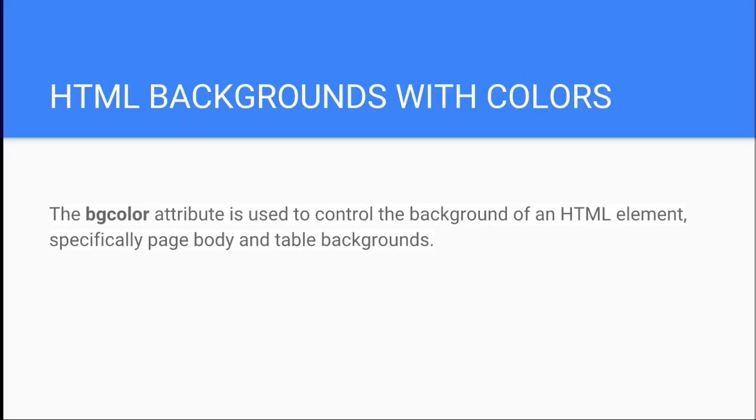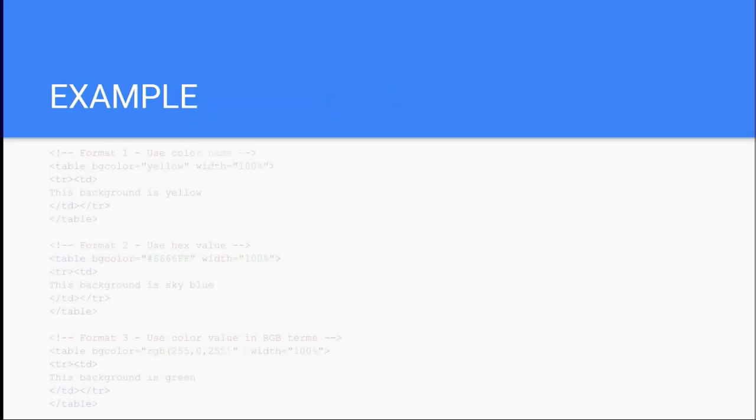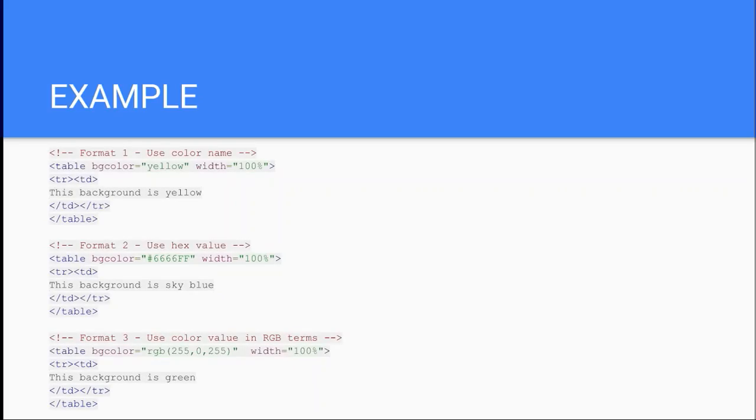The bgcolor attribute is used to control the background of an HTML element, specifically page body and table background. Let us have a look at the example. So, this is the example.